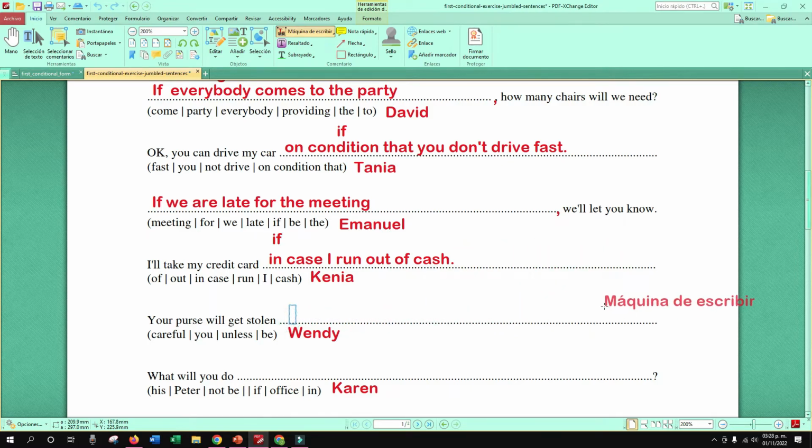What about this one? Okay, Miss Wendy. Nice. Your phone will get stolen unless careful you be. Okay, unless again, right? Unless what? You are careful. Okay, so there you have. Your purse will get stolen unless you, my God, that is my mistake, you are careful, okay? So, thank you, Miss Wendy, excellent.